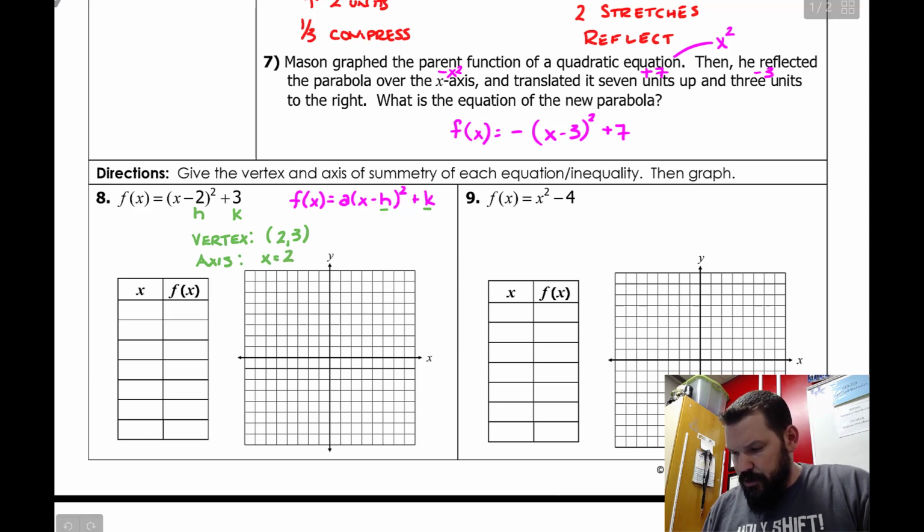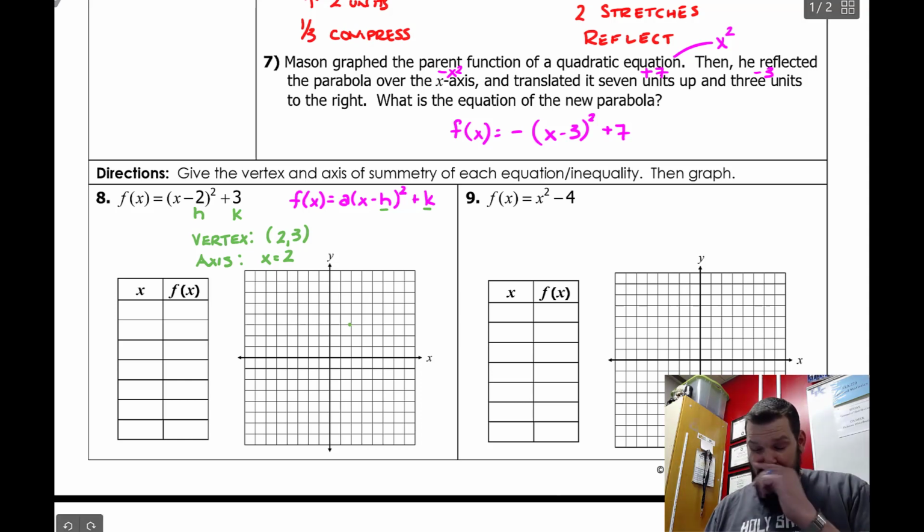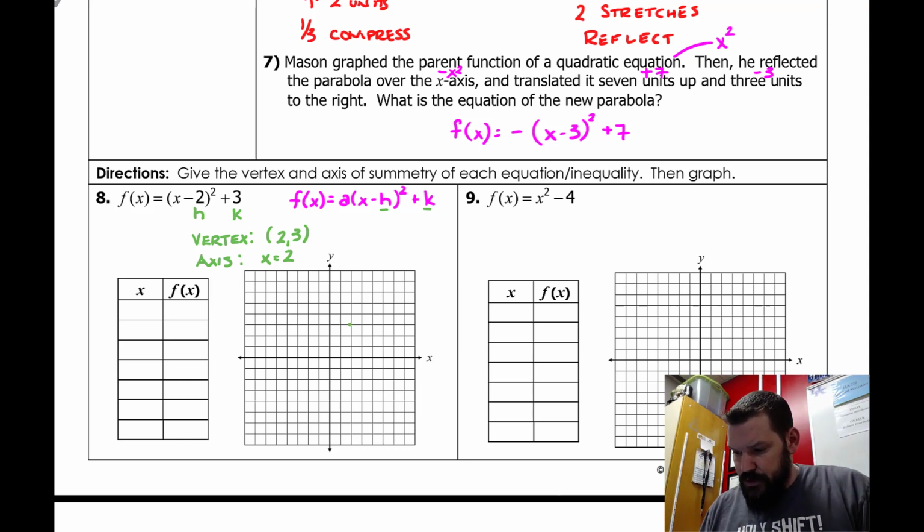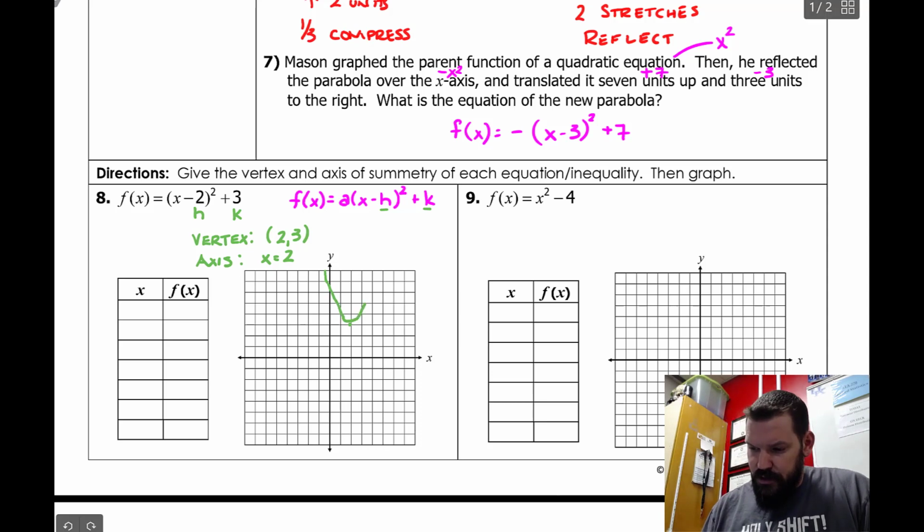So when we plot this on our coordinate plane, we move over 2, up 3. This graph is not reflected, so it's just going to look, whoa, that's terrible. It's going to look like this.